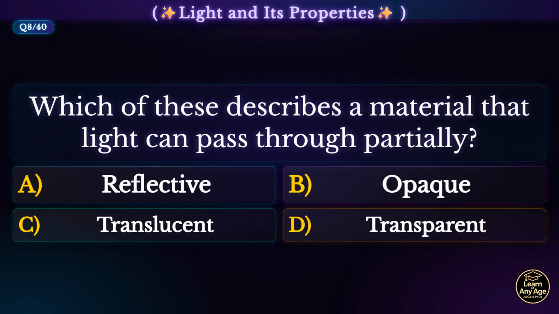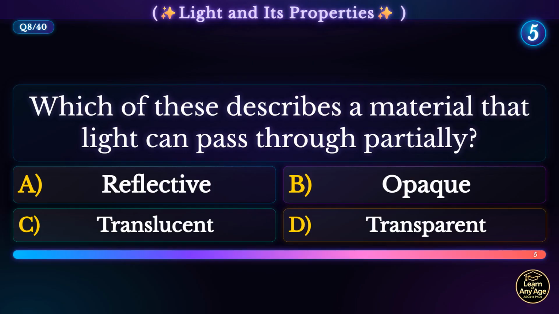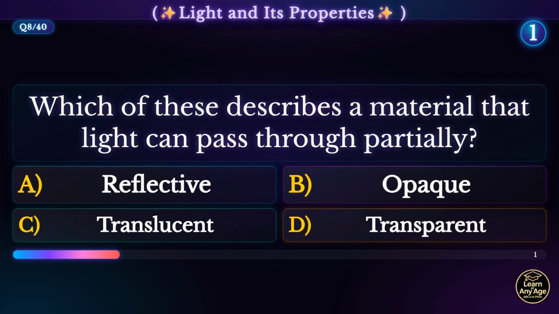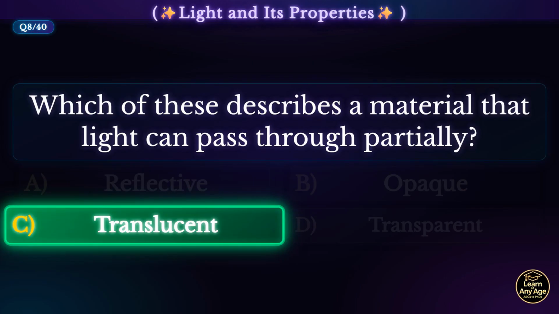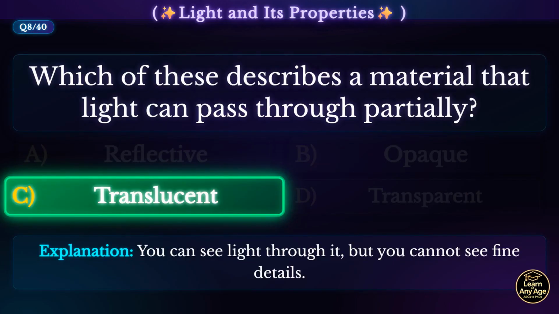Which of these describes a material that light can pass through partially? Reflective. Opaque. Translucent. Transparent. Translucent. You can see light through it, but you cannot see fine details.